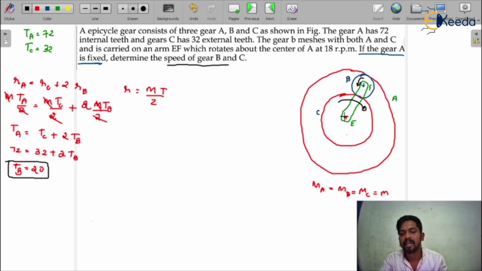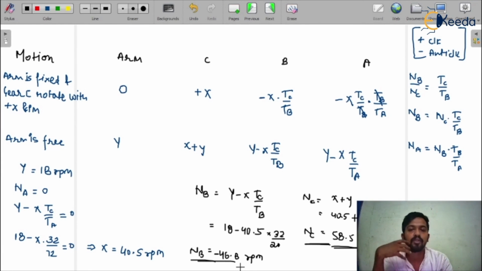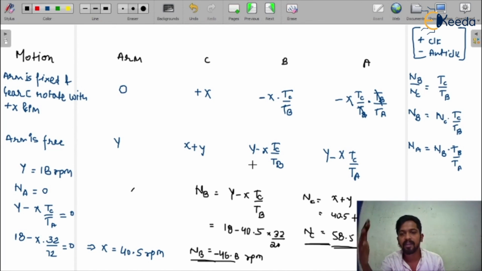So if gear A is rotating in clockwise direction, B would be in anti-clockwise direction, and the magnitude we have got. Okay, so you have to solve questions on the epicyclic gear train, because many questions will come. What is important in the epicyclic gear train? That is just how to draw the table. If you draw the table correctly, you will get the answer, because you just have to put the values in the data of the table.